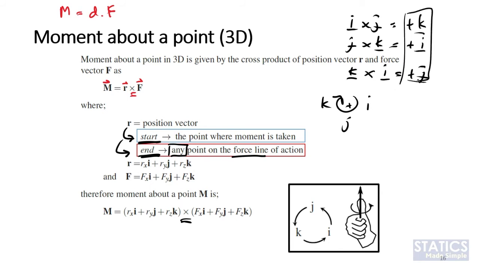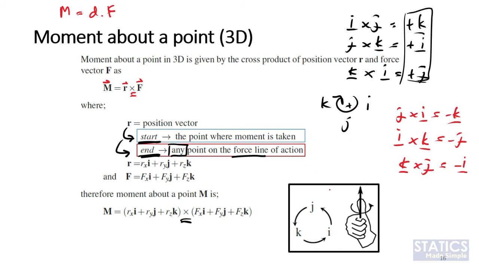Once the order is reversed, you'll have a negative value. For example, instead of i cross j, now I want j cross i. So j cross i will give us negative k. Or I can have i cross k, which will give negative j. And k cross j will give us negative i.